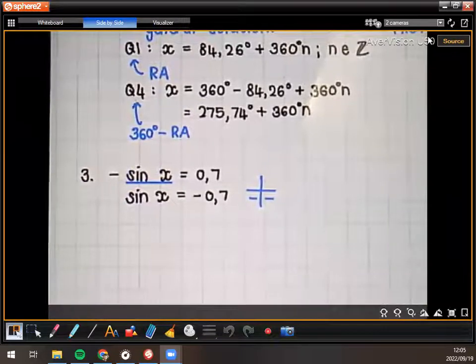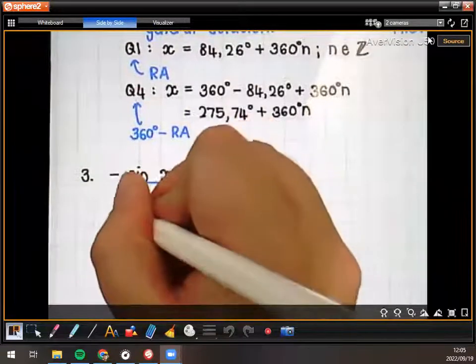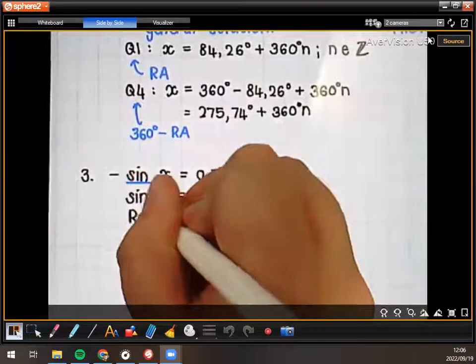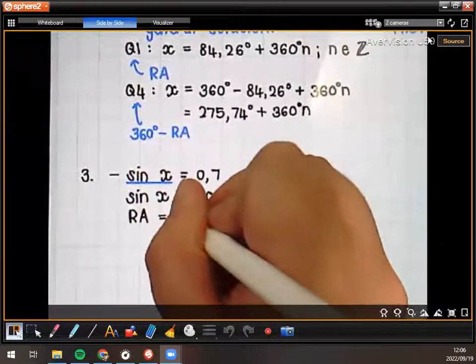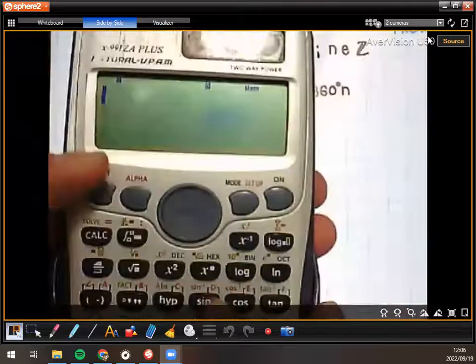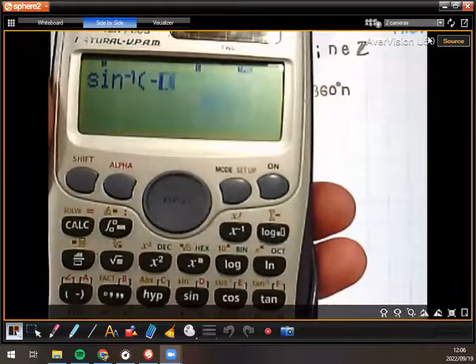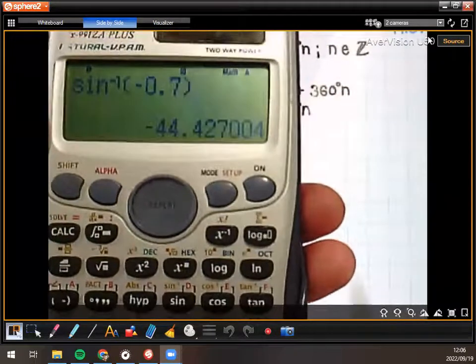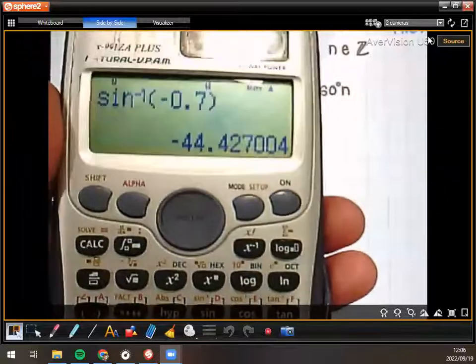In order to find those solutions, we need to find the reference angle. So for the reference angle, we're going to do shift sine, so you can just write sine to the negative 1. But now it's very important, guys. I'm just going to show you, don't write this down. If we do shift sine of negative 0.7, look what happens. We get a negative angle.